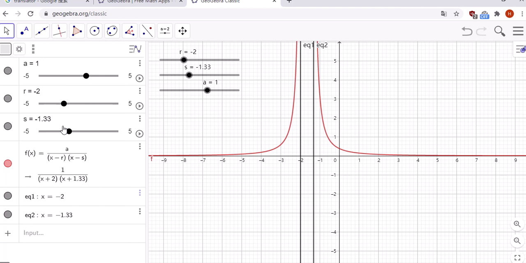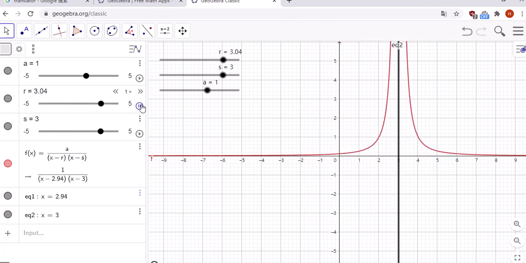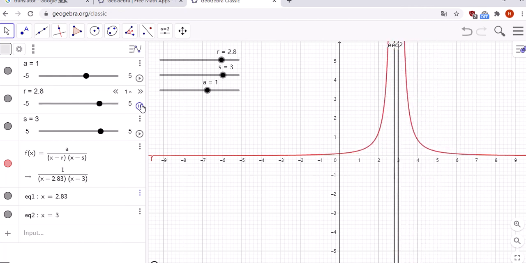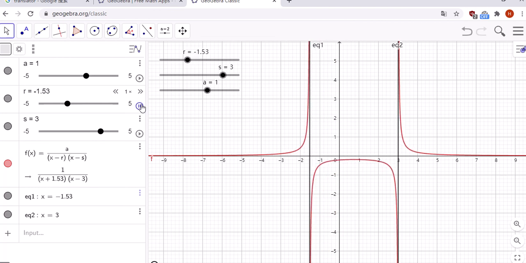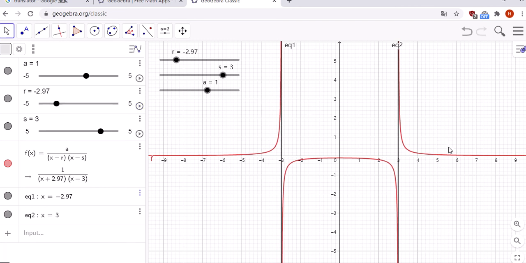And next we are going to change r. We set a to 1 and s to 3, and change r. Let's simulate the third situation. Because a is positive, the left side and right side of the graph are above the x-axis, and the middle is under the x-axis, like that. The two vertical asymptotes are x equals -2.97 and x equals 3. Change again.